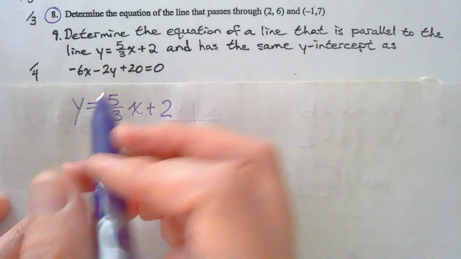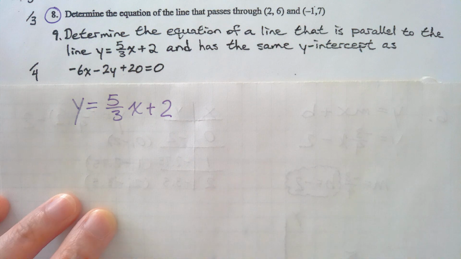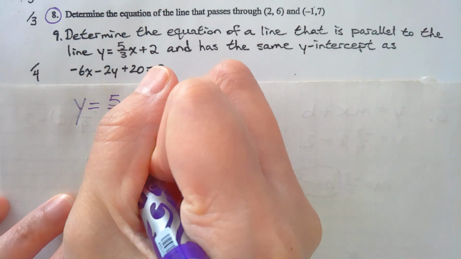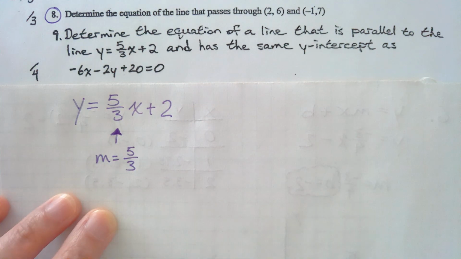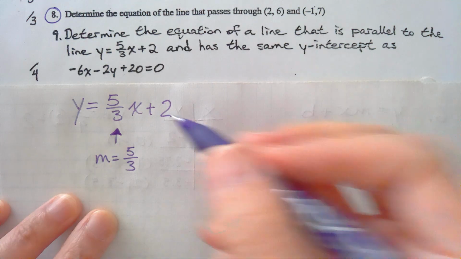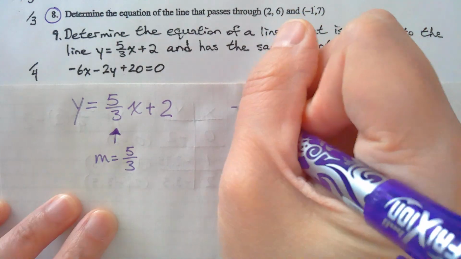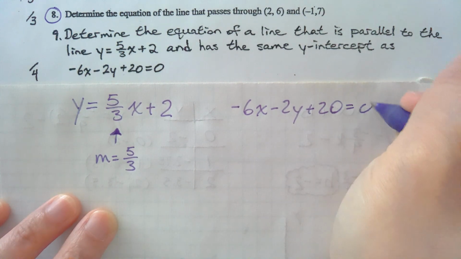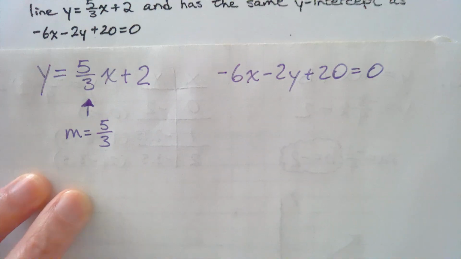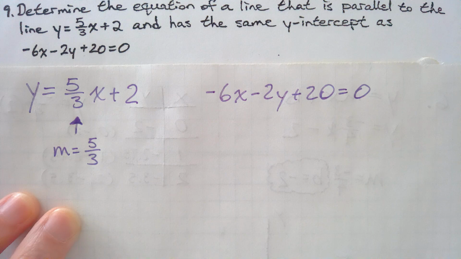Okay, but what do I want to take from this equation if I know that my new line is parallel to it? Andy? It has the same slope. Same slope, right? So in this case, my m is 5 over 3. Okay. My y-intercept here is 2, but I don't want the y-intercept of this. I want the y-intercept of this line. Okay. Negative 6x minus 2y plus 20 equals 0. But the problem is, this is not in y equals mx plus b form. It's in standard form. So what should I do to make it into y equals mx plus b form?